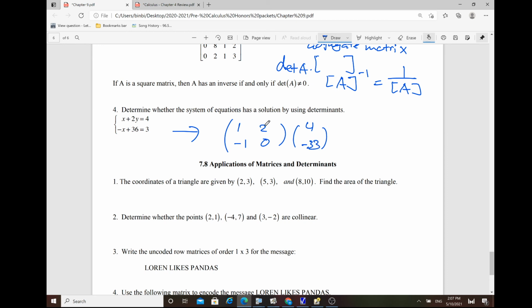So basically what we need to do here is find the determinant of the 2 by 2 square matrix, 1, 2, negative 1, 0. And when you find the determinant, it's negative 2. 1 times 0, 0, minus negative 2, so positive 2. So if the determinant of the square matrix is not 0, that means the solutions of the system can be found. Okay?